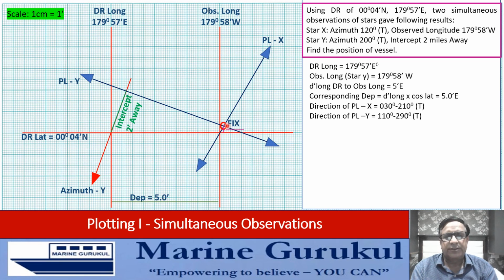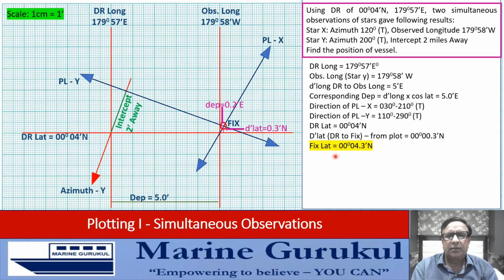We read off its D-lat, it's 0.3 minutes north of DR lat, and its departure we read off here. This departure is 0.2 minutes east of the observed long. We apply this D-lat to the DR lat, and we get the latitude of the fix as 00 degrees 04.3 minutes north. Departure from observed long to the fix is 0.2 minutes east.